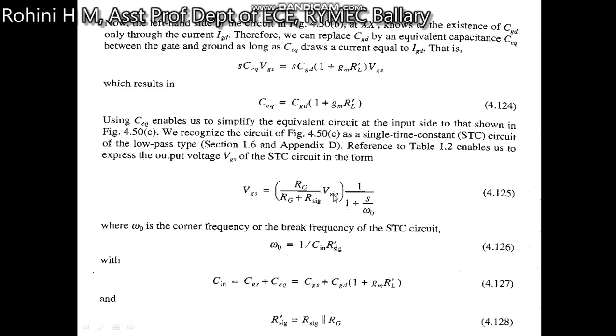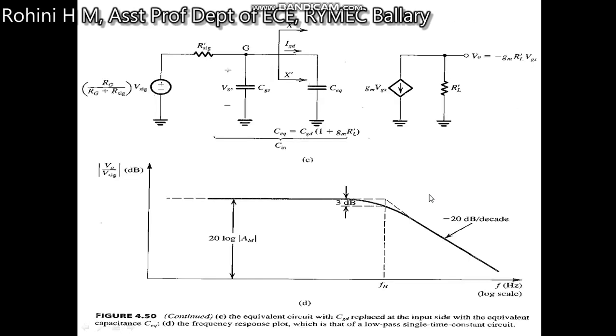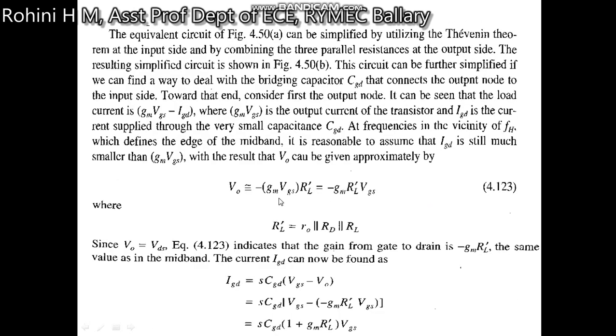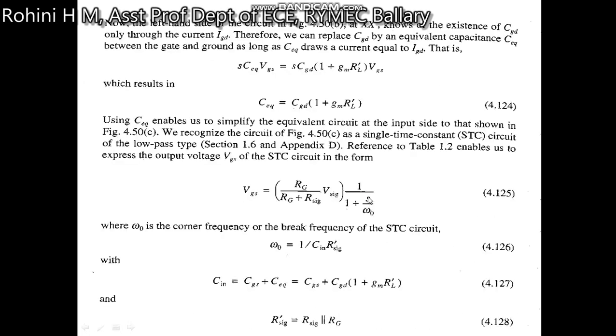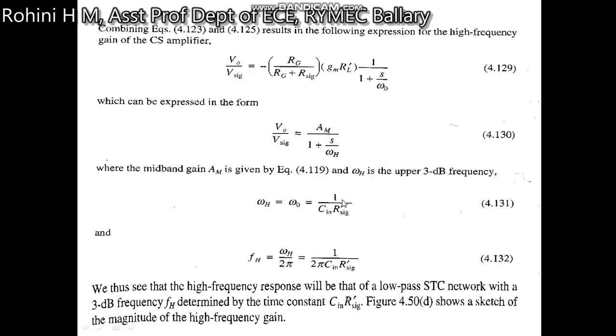This expression and this expression, the output expression V out is equal to minus Gm RL dash Gs. This expression is combined with this expression, so we are obtaining this ratio, which can be expressed as, so this is the mid band gain, V out by V signal, which is nothing but the mid band.